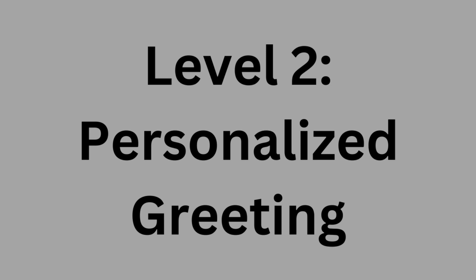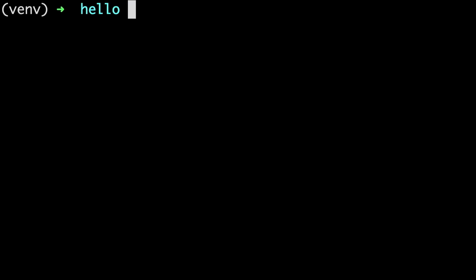Level 2, personalized greeting. In level 2, I will take this Hello World program to the next level by adding a personal touch. I'll prompt the user to enter their name, and the program will greet the user with their name included. And now let's write the code for level 2.